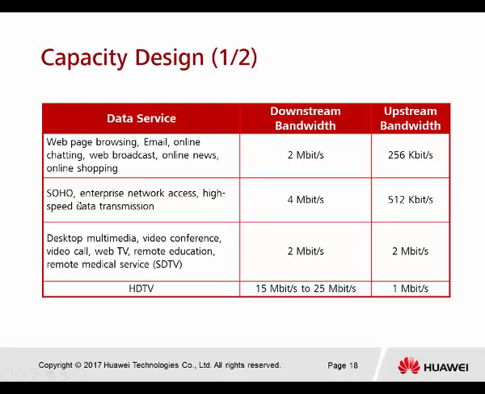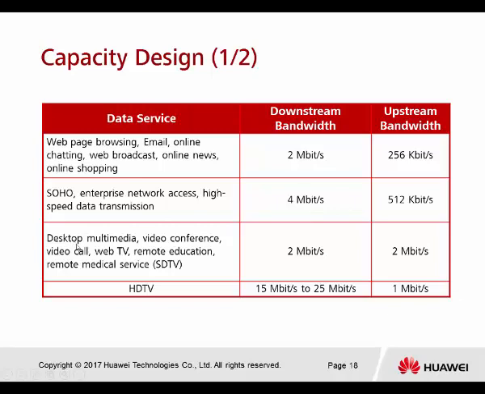For SOHO enterprise network access and also high-speed data transmission, the downstream bandwidth we can set to 4 megabit per second. The upstream adjust to 512.